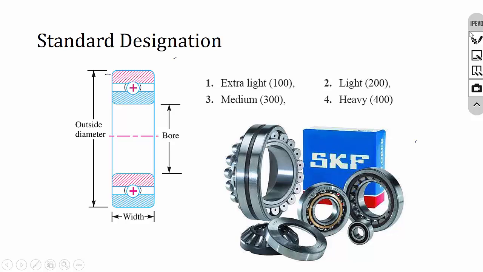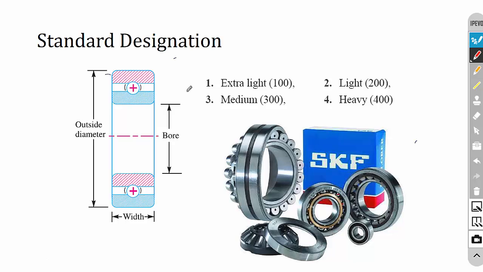Now the standard designation. The bearing standard is very important. Bearings are mostly standardized based on their load carrying capacity as well as their bore diameter. If a bearing number starts with 100, then it is an extra light load carrying bearing. If it starts with 200, it can withstand light loads. If it starts with 300, we can apply medium loads. If it is 400, it is for heavy load applications.